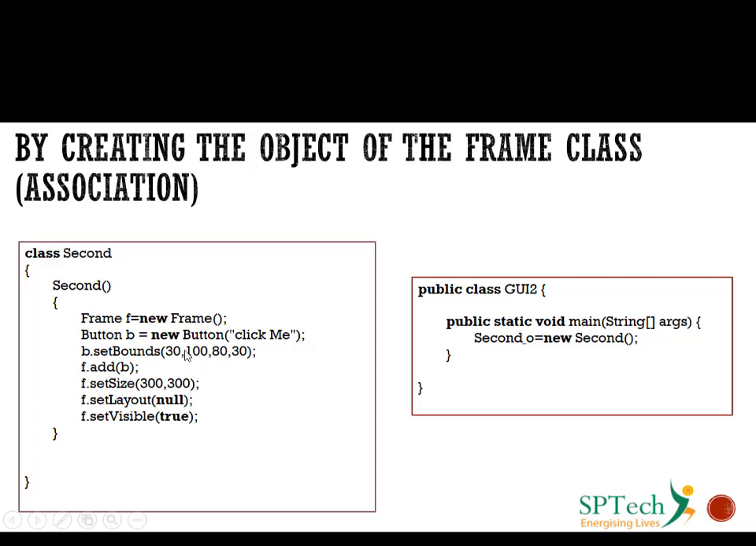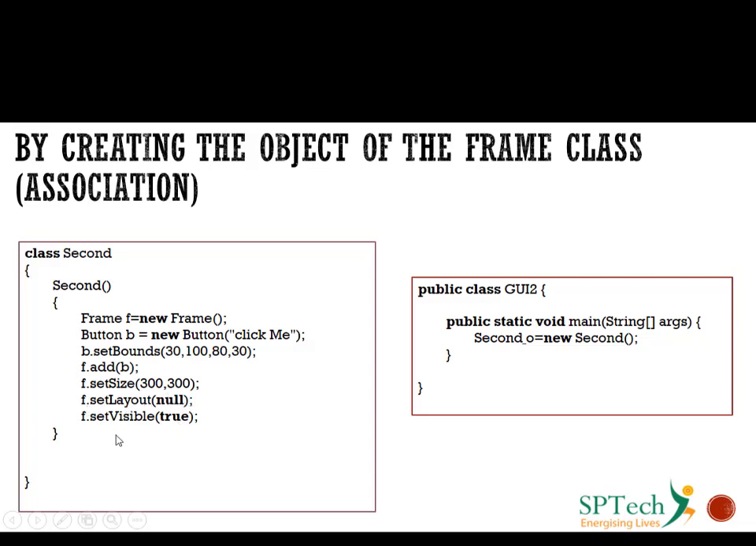Now I have to add this button inside the frame. So to do that, I call this add function using the frame object, and I pass this button object b here. So that means that the frame object is adding the button into the frame, and I'm setting the size of the frame here by giving the width and height. Remember, I'm calling the set size function by using the frame object, and I'm calling the set layout function using the frame object. Here I'm not setting any layout.